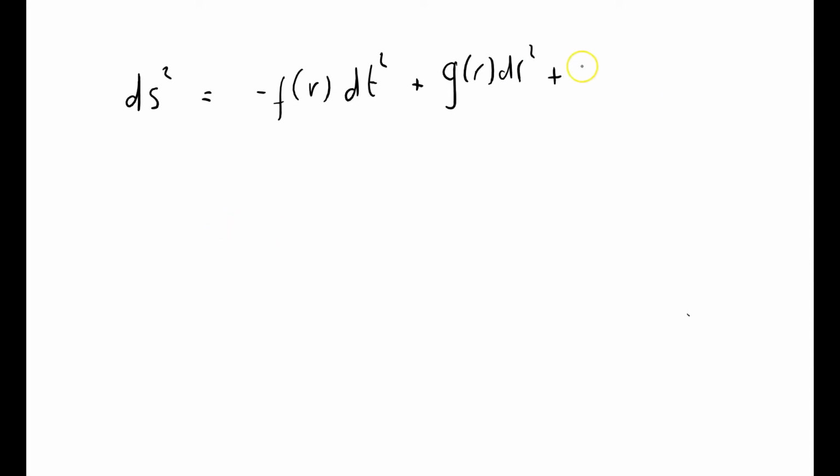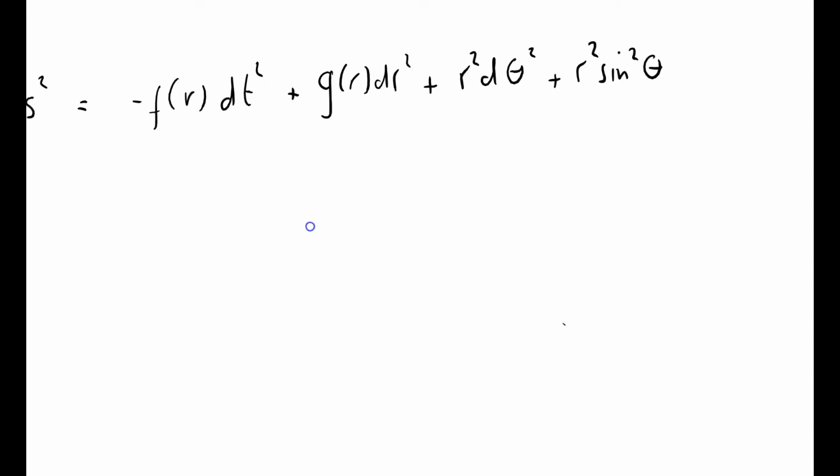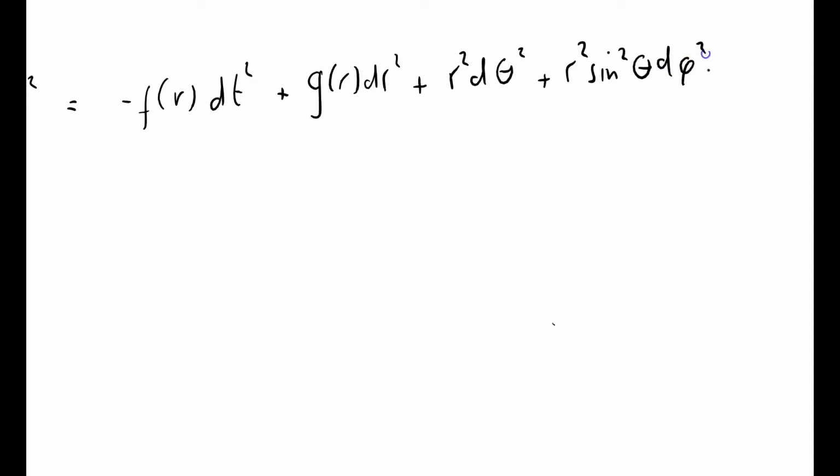General relativity, step by step. I've been considering this particular line element: minus f of r dt squared plus, no, that's a g of r dr squared plus r squared d theta squared plus r squared sine squared theta d phi squared.